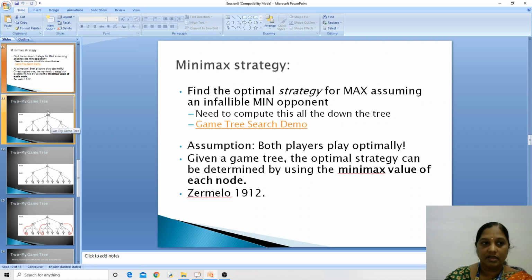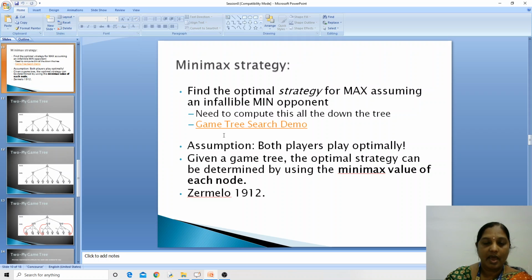That algorithm is the min-max strategy. We have two algorithms to help you in this regard. The first one is the min-max algorithm, the second one is alpha-beta pruning. We are going for the first, the min-max strategy, in this session. So what is the min-max strategy here? Find the optimal strategy for Max assuming an infallible Min opponent.